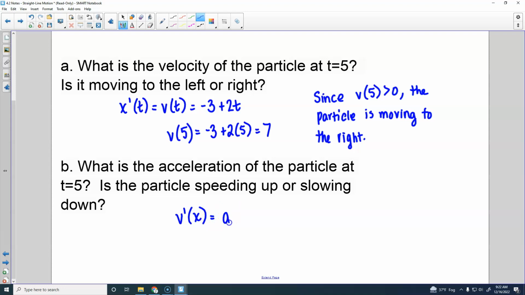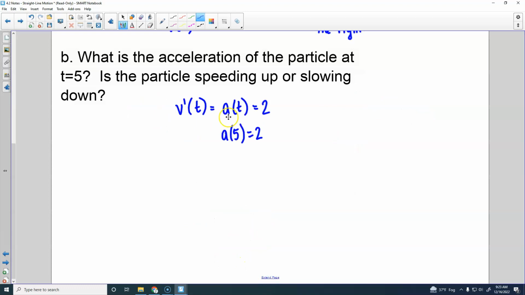I like to call it A of t, because it helps me so much to see that A right there, which makes me think acceleration. But if it doesn't, you can just stick with V prime or x double prime. And what is A of t going to be? 2. And so what is A of 5? Also 2. You have a constant acceleration here.